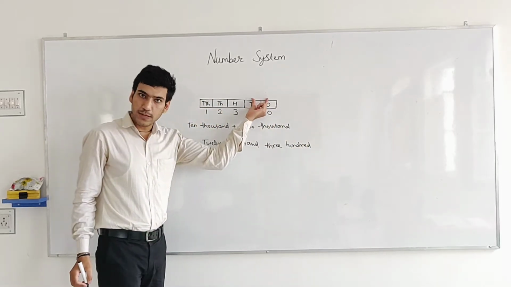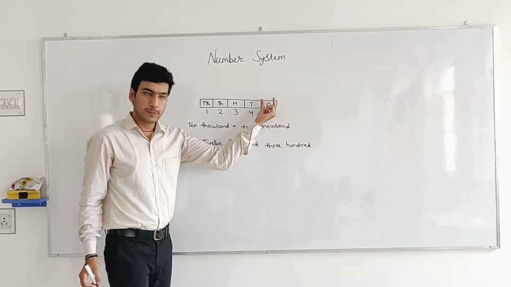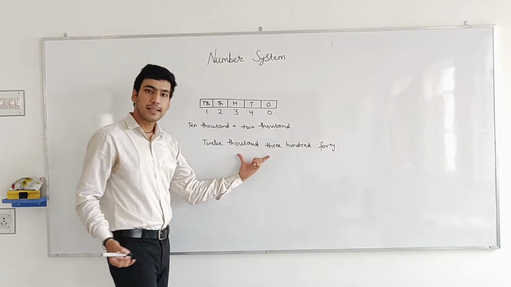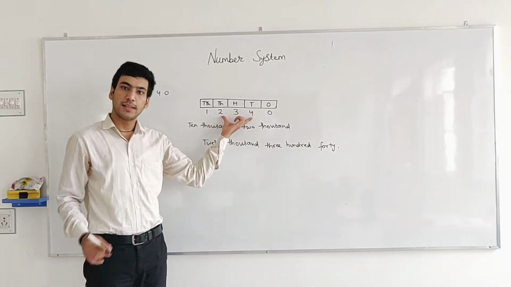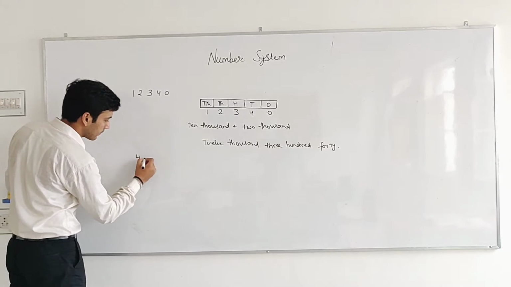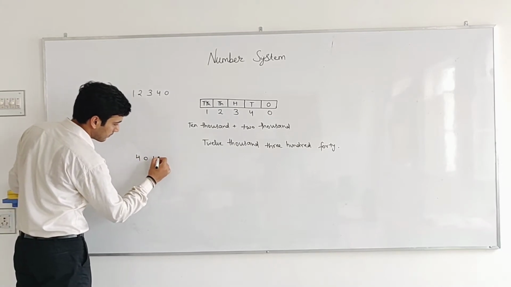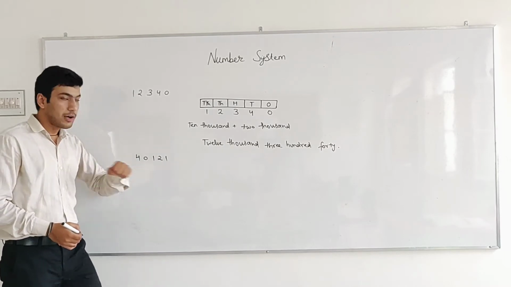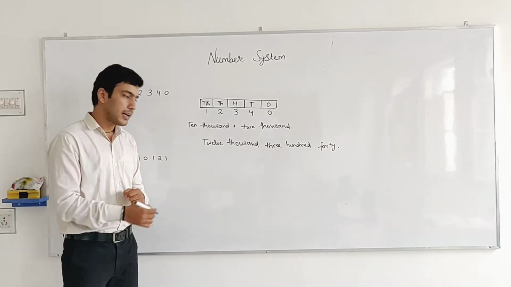4 is on tens place and 0 is on ones place, so 40. So this is the number name of this number. Another example, if I am writing, this is also a 5-digit number. Now how will I represent it on place value chart?